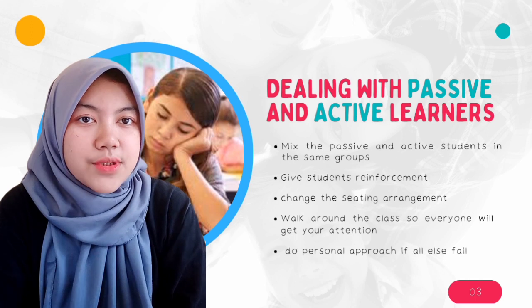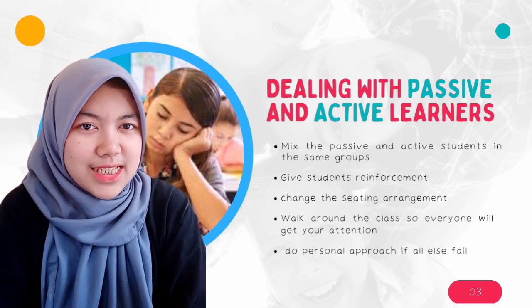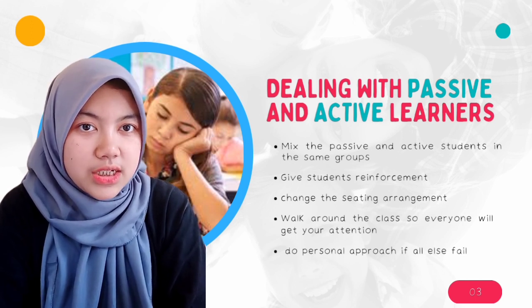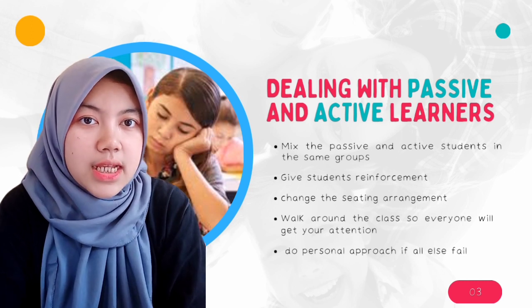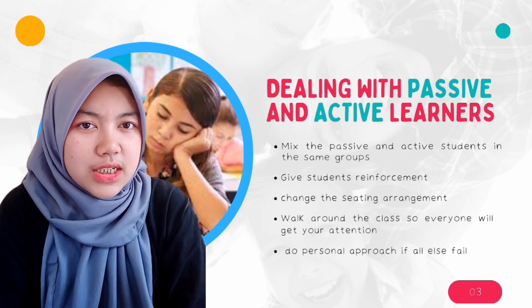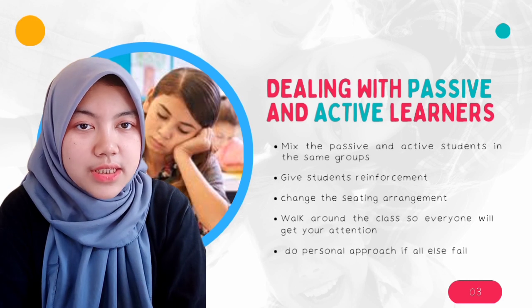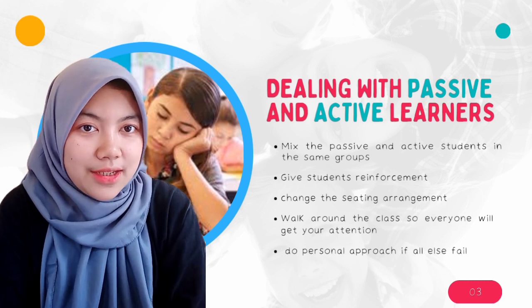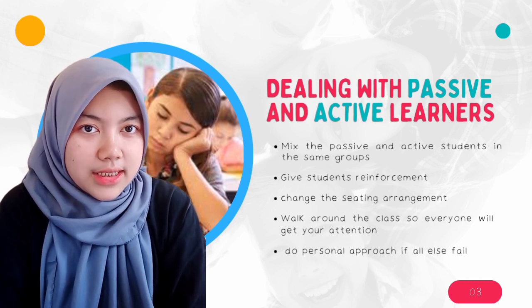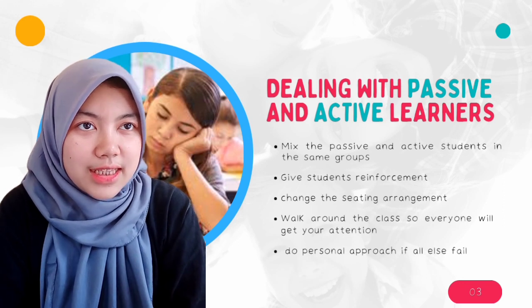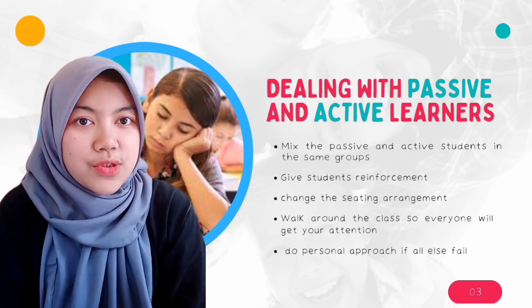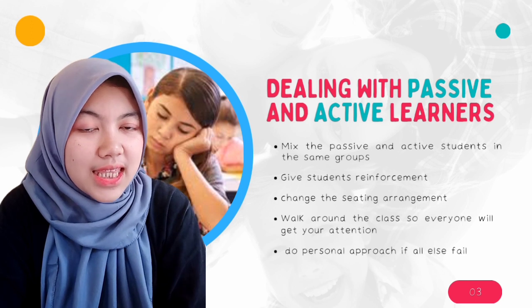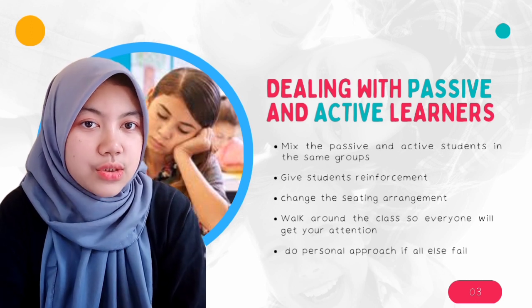Number 7, give students reinforcements. This can be in the form of the teacher giving praise or rewards to passive students. The teacher can provide motivational words so they can become active learners. Number 8, change seating arrangement because sometimes some students are passive because they think you don't pay attention to them.